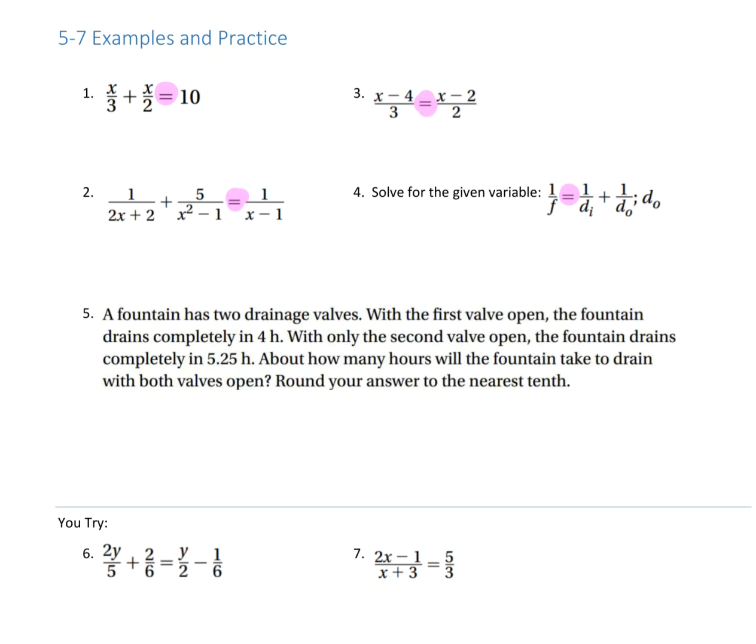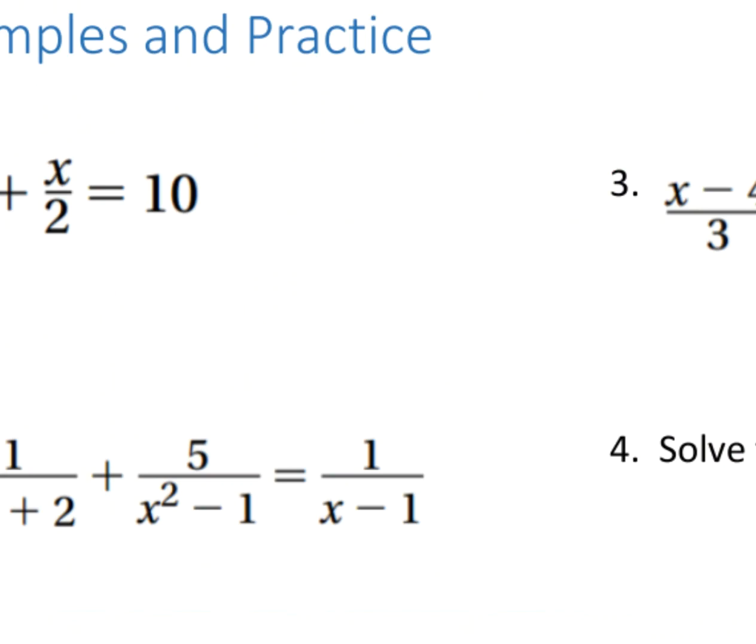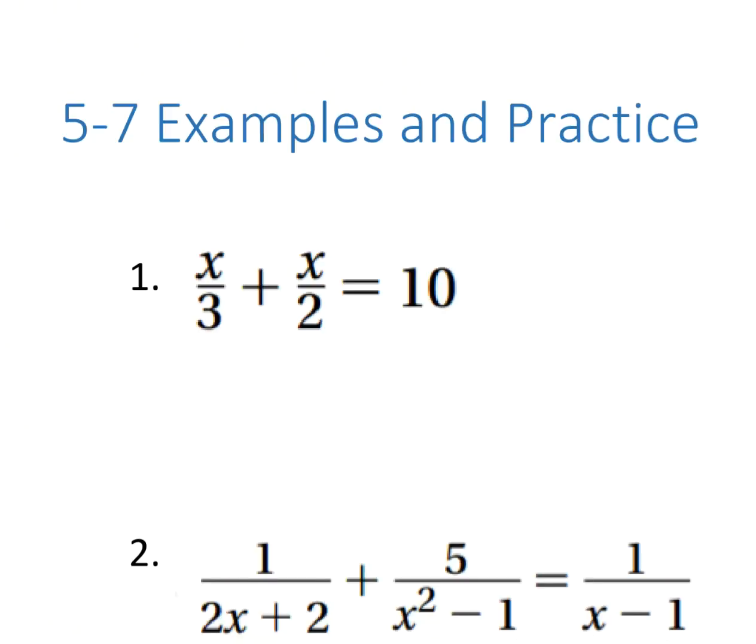All right, so let's give some practice a try. Okay, so you can see these are all equations because they have an equal sign. Let's start with the simplest one here: x over 3 plus x over 2 is equal to 10. So we start by finding the lowest common denominator. I'm looking at my denominators. I have 3 and 2. My lowest common denominator is going to be 6.